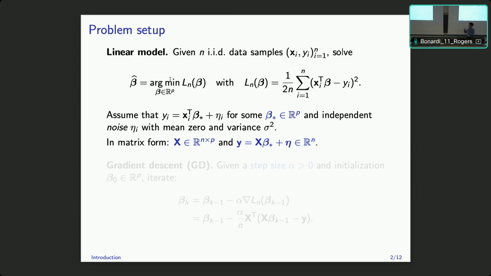And in matrix form, the formula will be X is the matrix of vectors, it's n by p-dimensional, and our response will be linear in this true underlying parameter we're trying to learn.